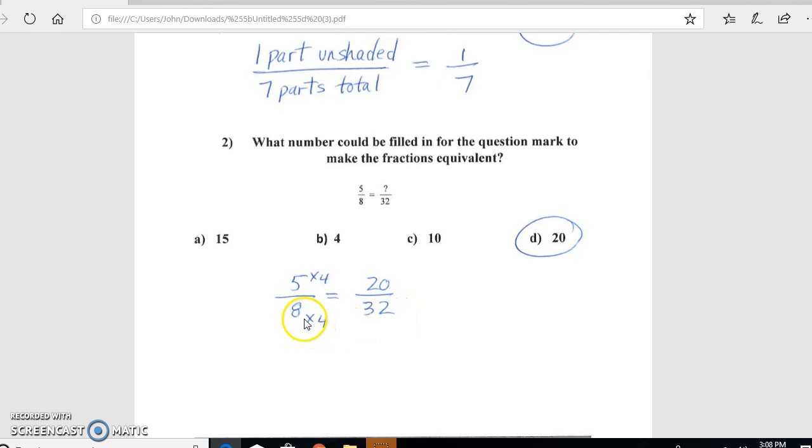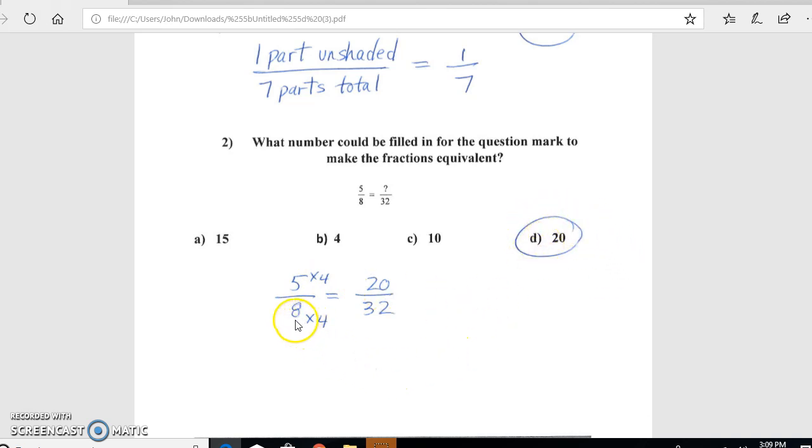Now what you want to do is look at the two denominators, the two numbers on the bottom. You have an 8 and a 32. And you ask yourself, what number do I multiply 8 by to get 32? And the answer is 4, so 8 times 4 gives me 32. And then you would do the same thing on the top. You would multiply by 4. 5 times 4 gives me 20, and 20 is my answer.